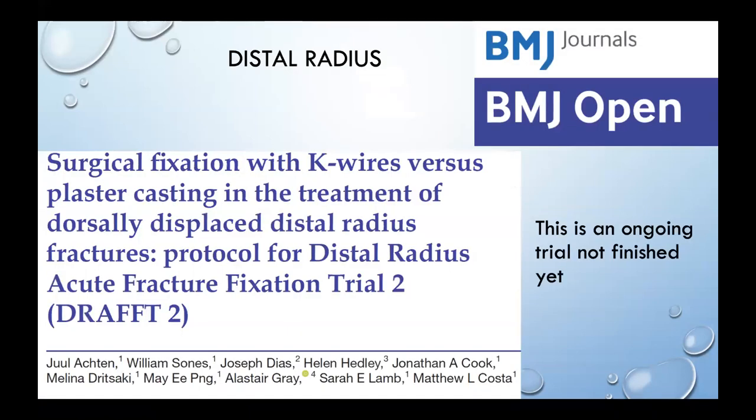And then extra, you can mention that there is another trial still going on, which is the DRAFFT 2 trial, comparing K-wire versus plaster. But this trial is still not finished yet. So it's worth mentioning it to get a higher score. And also, as Dr. Anil talked, you have to review also the British Society for Surgery of the Hand guidelines for distal radius fracture.